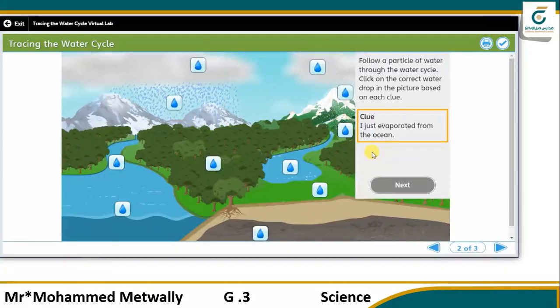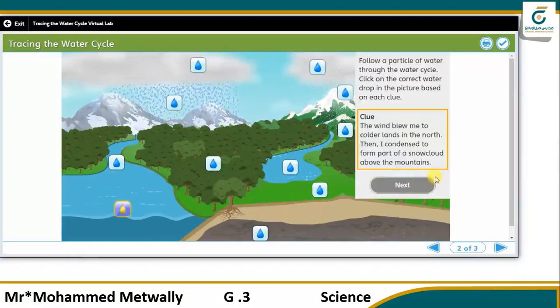The first clue tells us about the drop. The drop said, I just evaporated from the ocean. So if you look down here, you will find an ocean. So I think the drop will be here. We can press, yes, correct. This is the first clue about the water drop. So we are looking for what the location of this drop will be next. If we press next here, it will give us a clue about itself.